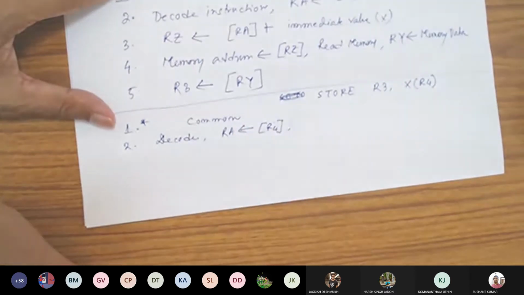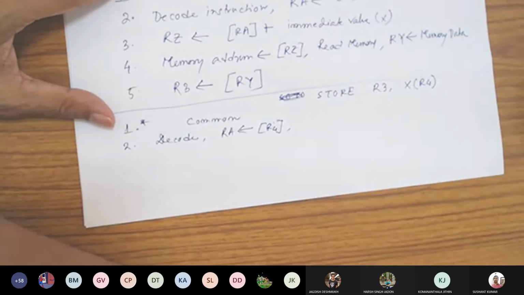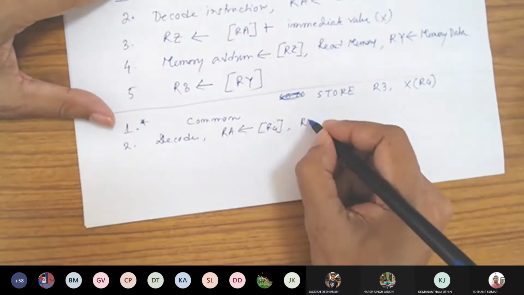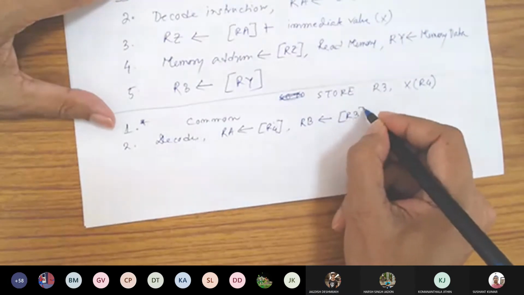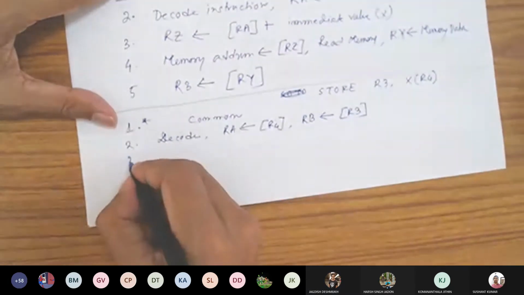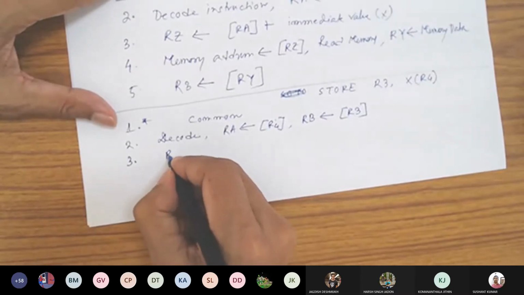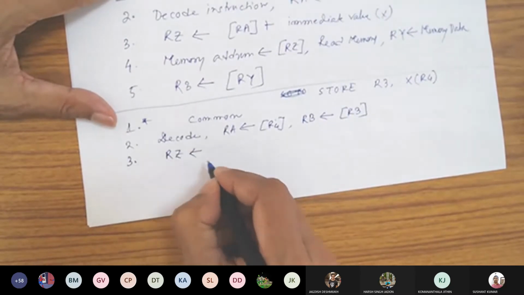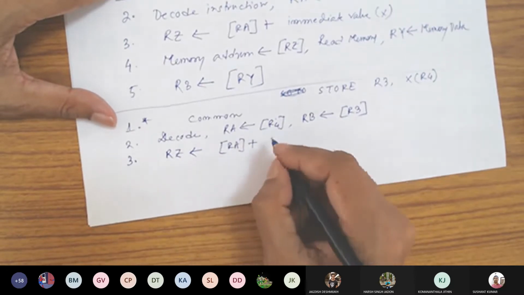Then immediate value plus RA. You do not need to read R3. So RB takes R3. Yes. RB takes R3. Third, RZ equals RA plus immediate value.